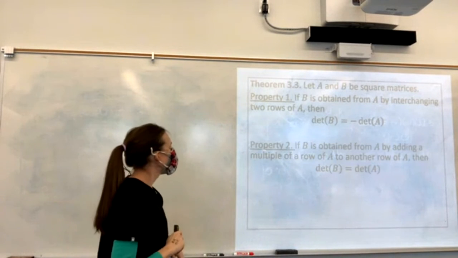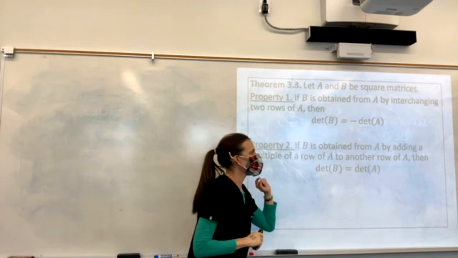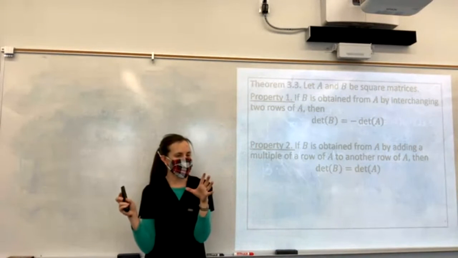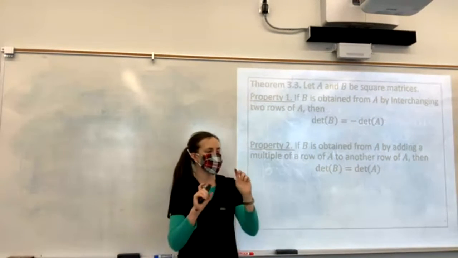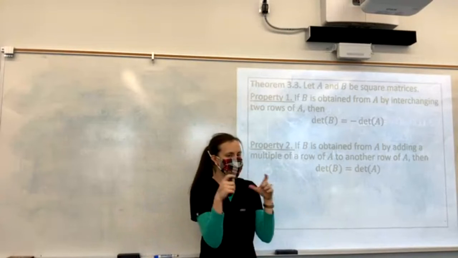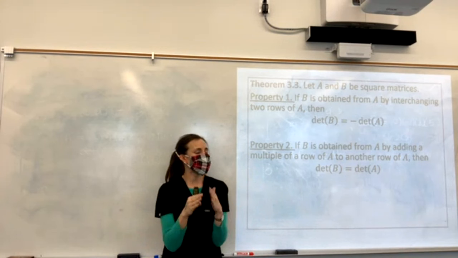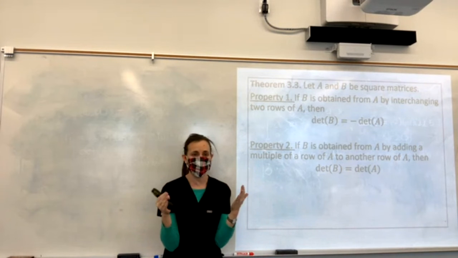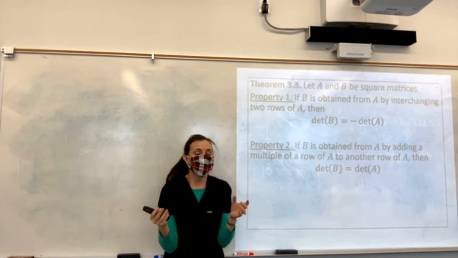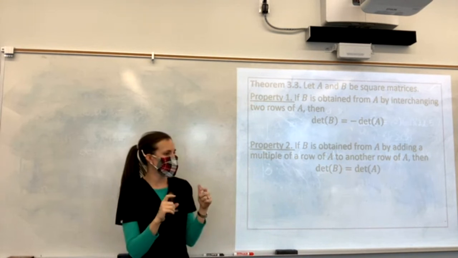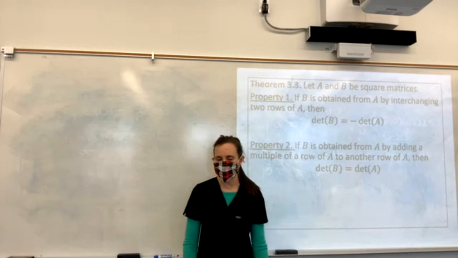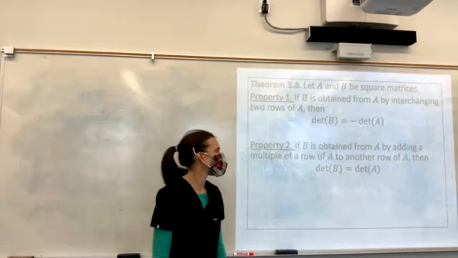This is the best news of all time: if I take A and add a multiple of one row to another row, and that's how I get to B, that does not change the determinant at all. That's great news because that's the trick we use most frequently. Anytime we add a multiple of one row to another row, it does not change the determinant of the matrix.